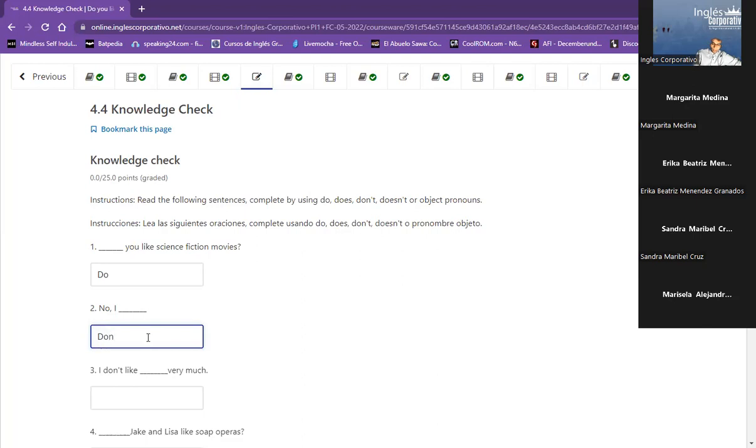Don't. Because remember, the first question is, do you like science fiction movies? No, I don't. Recuerden, cuando nos hacen una pregunta, nosotros vamos a responder con el mismo auxiliar. ¿Qué pasa si te hago la pregunta con Can? Can you play the guitar? Tu respuesta no va a ser, no, I don't. Tu respuesta tiene que ser, no, I can't. Con el mismo auxiliar.